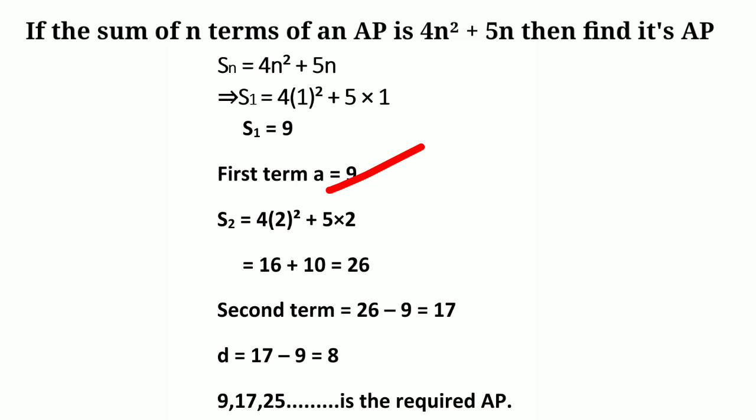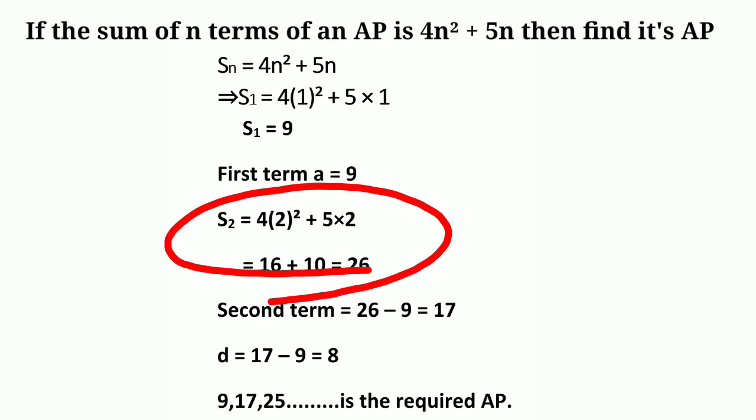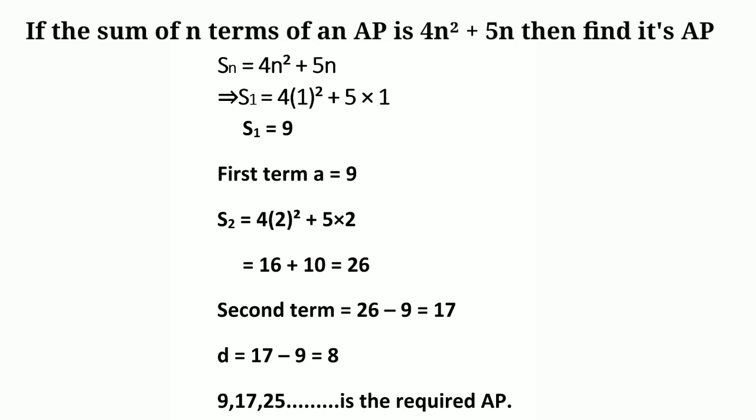Then continuing, you substitute n equal to 2. So S2 is equal to 4 into 2 square plus 5 into 2. So 2 square means 4, 4 into 4 is 16, 2 into 5 is 10. So 16 plus 10 is equal to 26. That means S2 equal to 26, the sum of the first two terms is equal to 26.